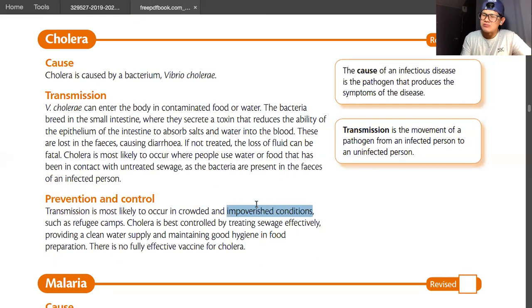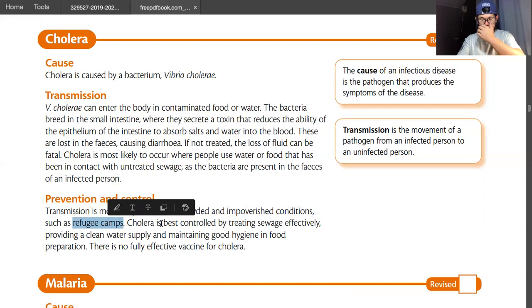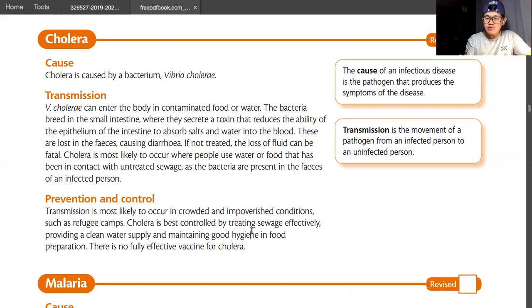A slum settlement, what's the Malay for it? I don't know what the Malay is. I know it as slums. It's very impoverished. It's hard to get clean water, hard to get tap water, and electricity too. Usually they live under the poverty line, right? And for example, where? Such as the refugee camps. Okay, so those are where it's likely to occur.